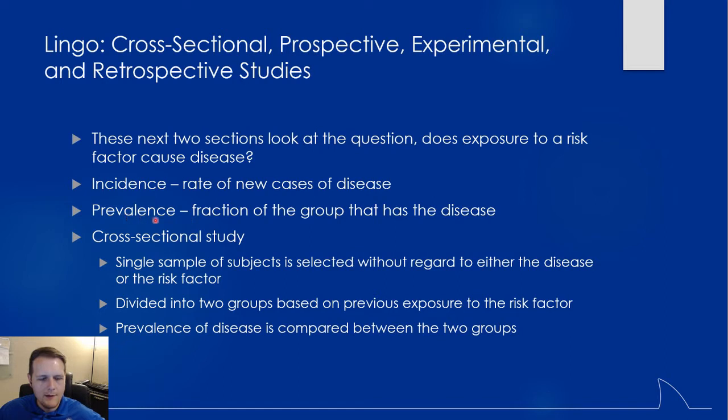So you could say if you looked at a group of 100 people and 20 of them have hypertension, well, the prevalence of hypertension in that group is 20%, right? Incidence is looking for new cases going forward, essentially.